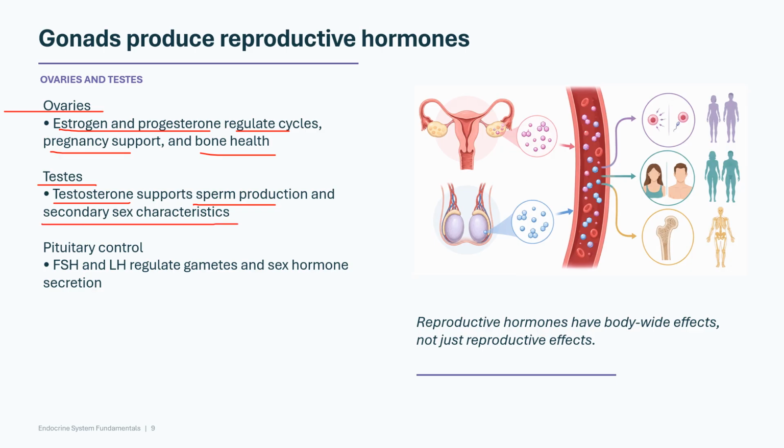Now, what controls the secretion of these various hormones from both the ovaries and the testes? Well, it's going to be the pituitary, especially the anterior pituitary. The anterior pituitary releases FSH and LH, which then act upon both the testes and the ovaries and regulate gametes and sex hormone secretions.